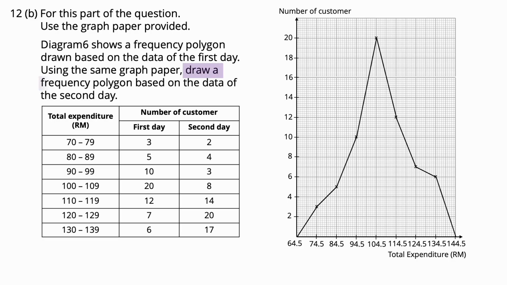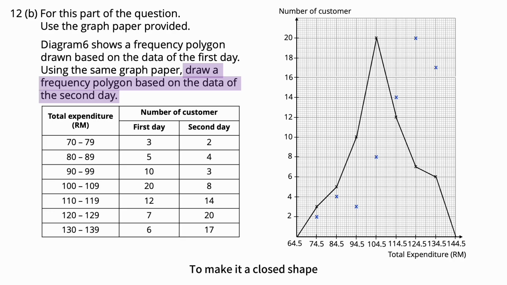B. Draw a frequency polygon based on the data of the second day. Plot the points with frequency 2 on the midpoint of class 70 to 79, then 4, 3, 8, 14, 20, and 17 respectively.